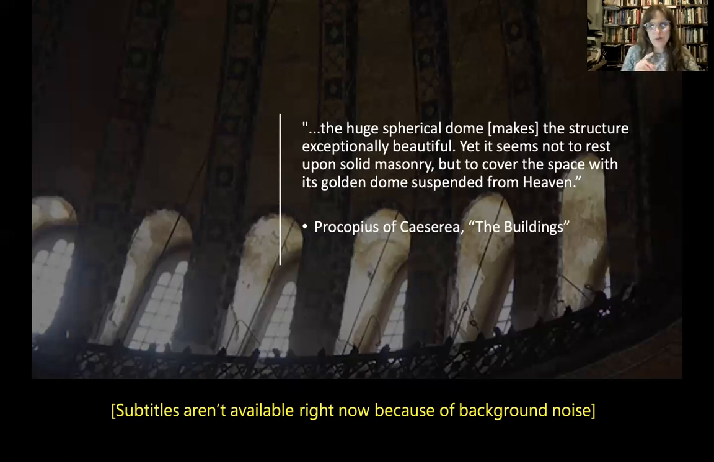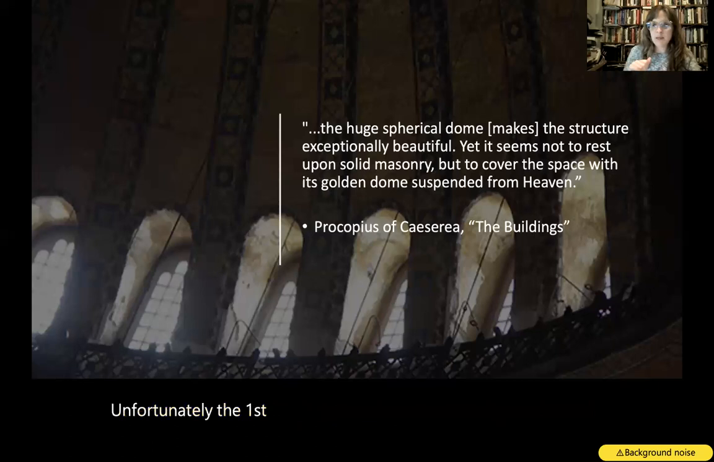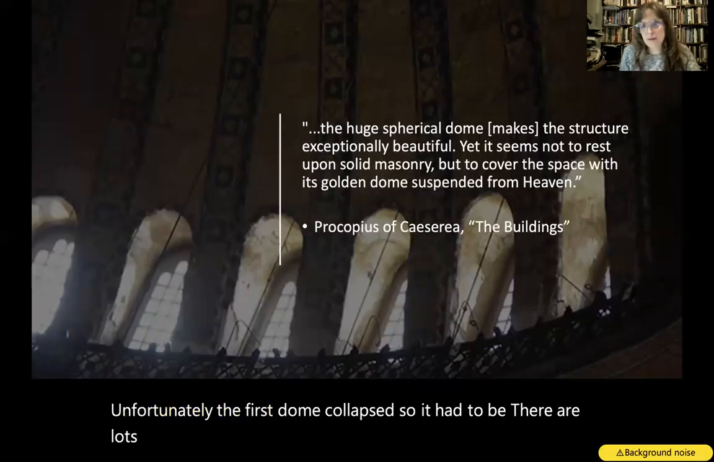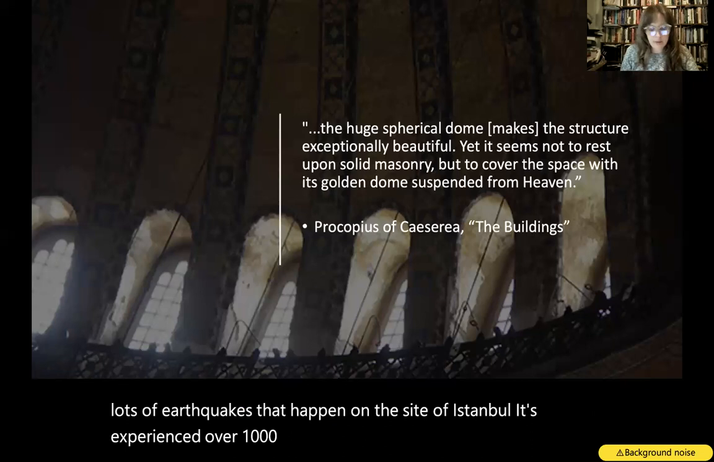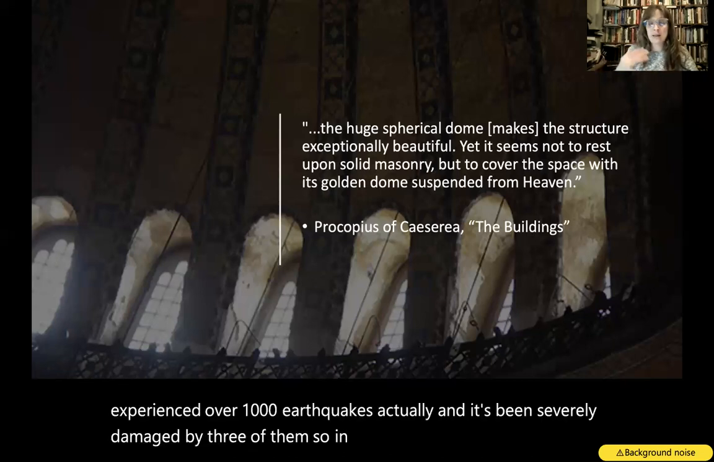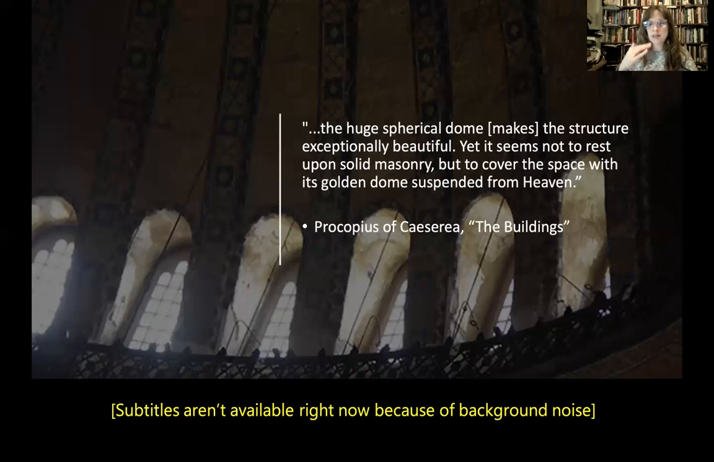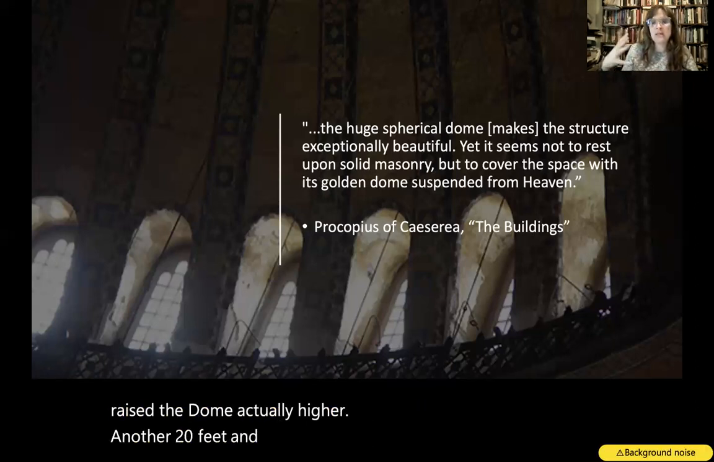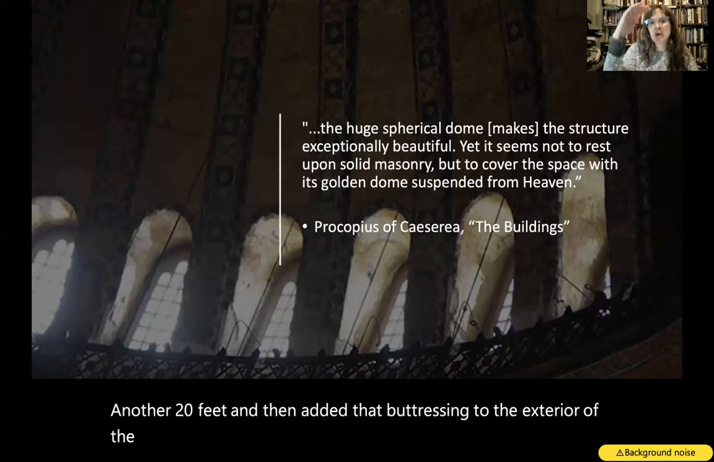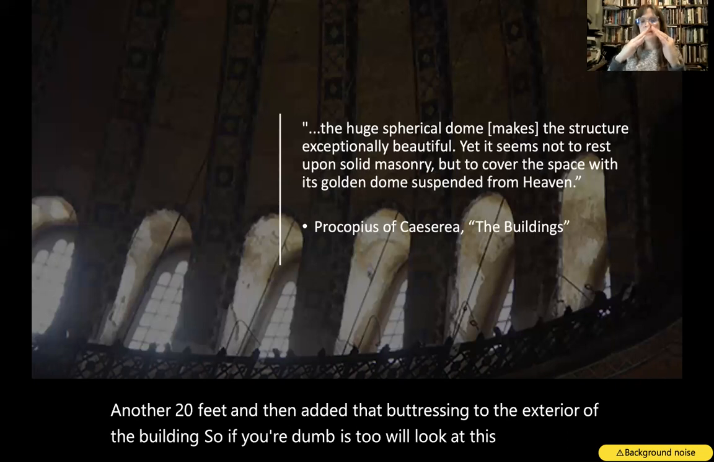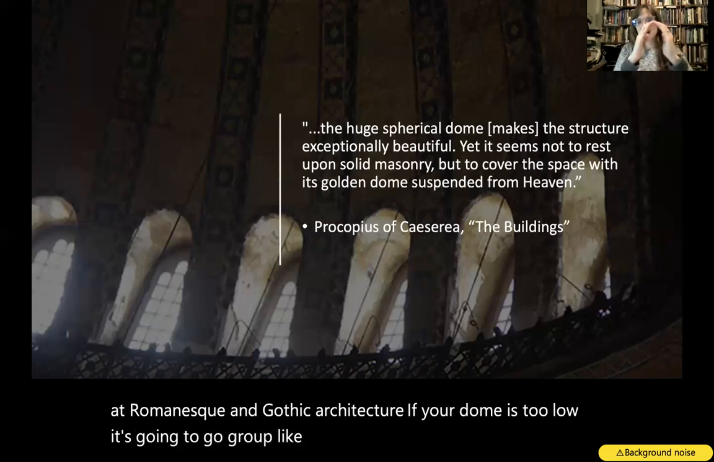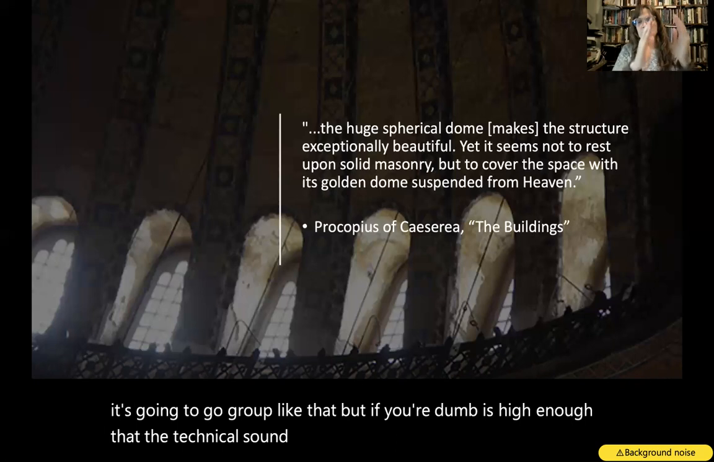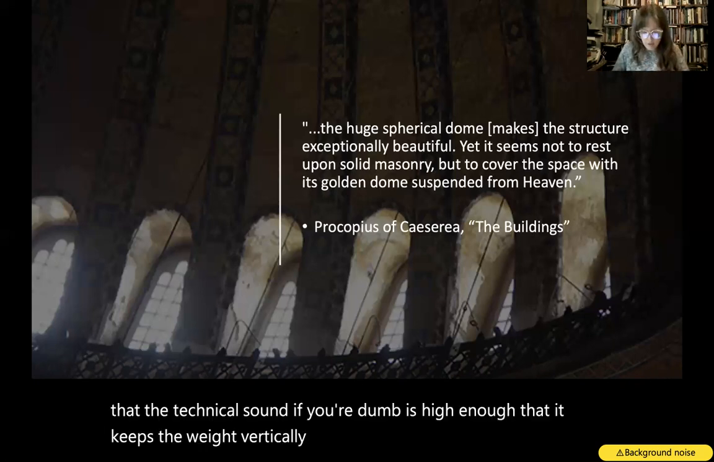Unfortunately, the first dome collapsed. There are lots of earthquakes that happen on the site of Istanbul. It's experienced over 1,000 earthquakes, actually, and it's been severely damaged by 3 of them. So in 558, there was an earthquake and the dome collapsed. And so what the architects did is that they raised the dome actually higher, another 20 feet, and then added that buttressing to the exterior of the building. So if your dome is too low, it's going to go whoop like that. But if your dome is high enough, then it keeps the weight vertically. And this is the great innovation of the pointed arch.